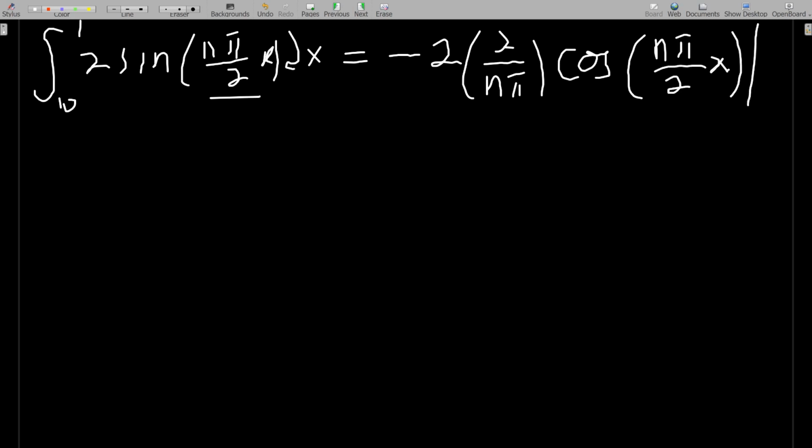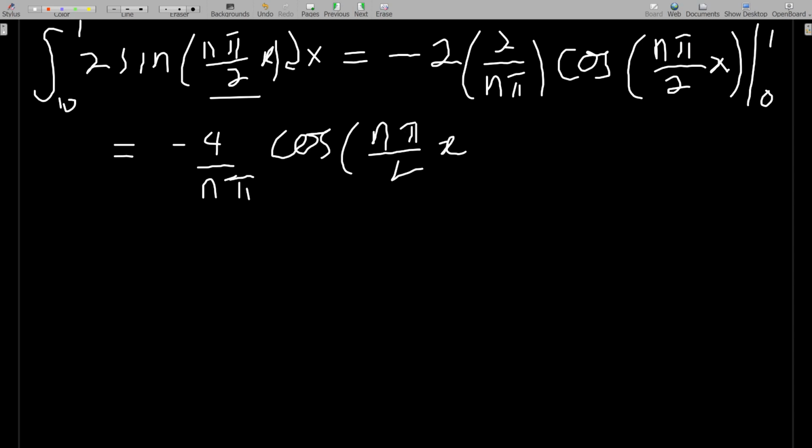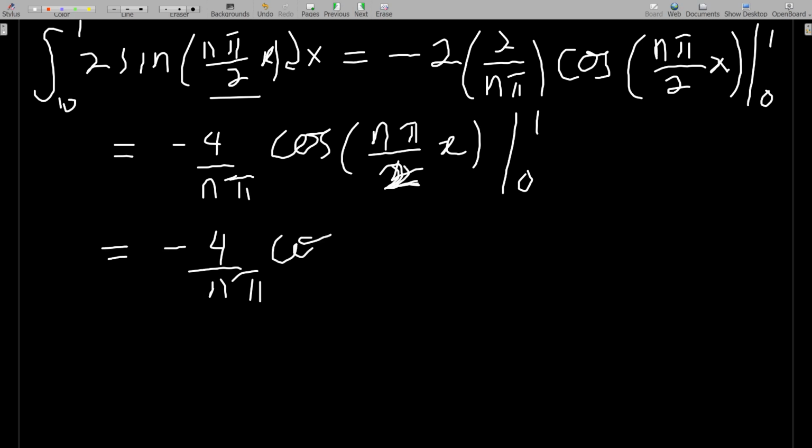And this is from, everything is from what? 0 to 1. So when you simplify this, putting x equals 1 first, you get minus 4 over n pi. Okay, actually this is what you have. Let me write it back. N pi over L, then x from 0 to 1. Okay, so if I put n equals 1, I have minus 4 over n pi. I'm sorry, this is 2 cos of n pi over 2 when x is equal to 1.